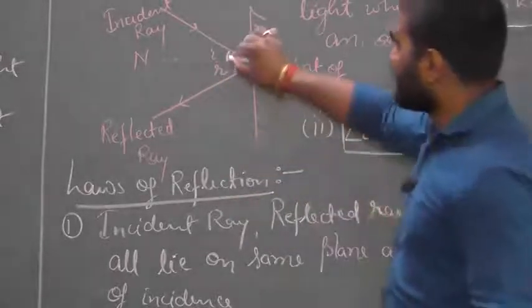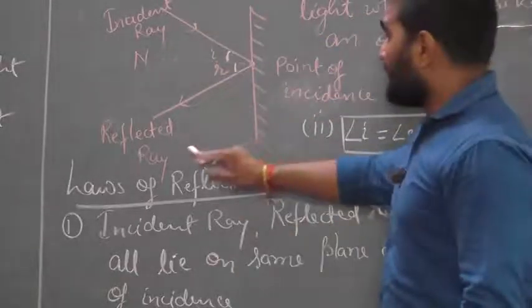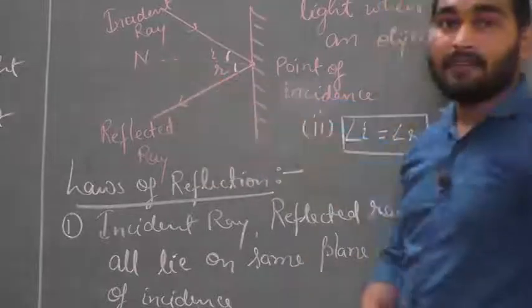Okay, what is angle of incidence? The angle between the incident ray and the normal is called the angle of incidence, and the angle between the reflected ray and the normal is called the angle of reflection.